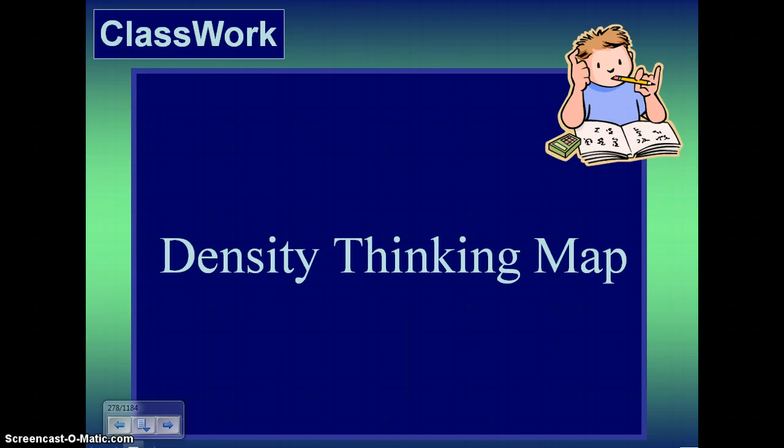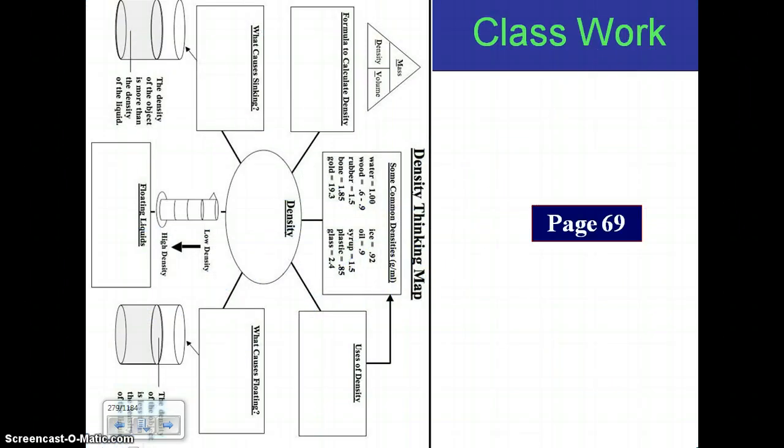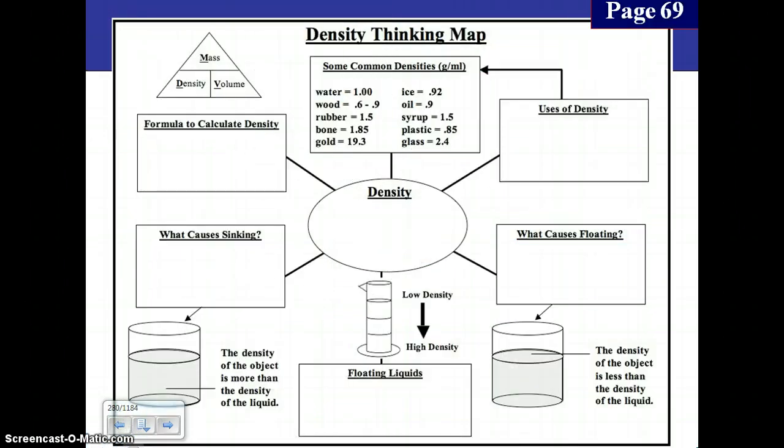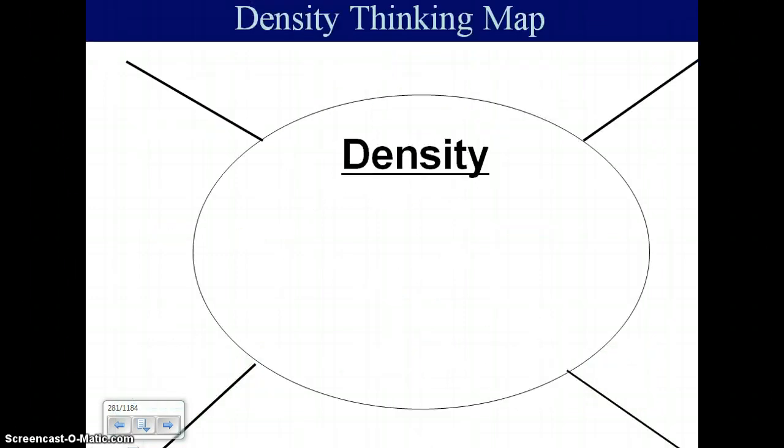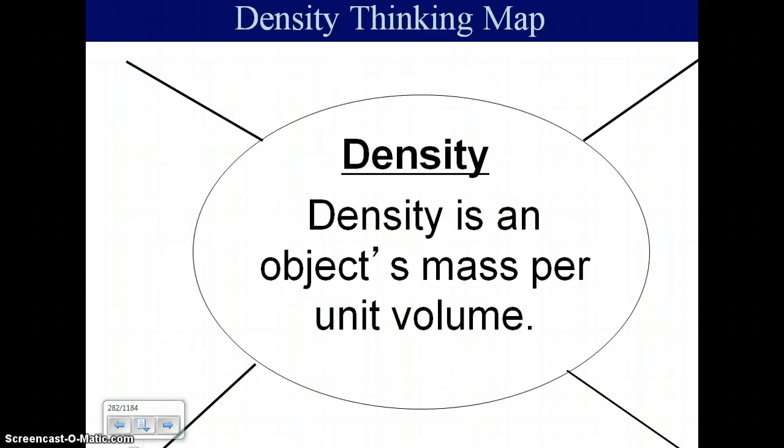But right now, we're going to write down the definition of density on our thinking map. I want you to turn to page 69 in your notebook. And in the center of your thinking map, you see the word density. We're going to write the definition of density. Density is an object's mass per unit volume.